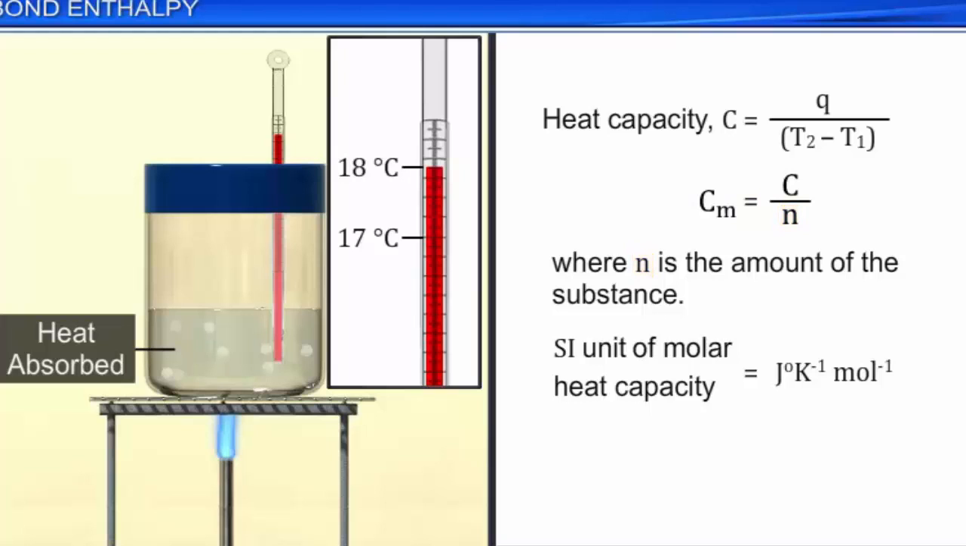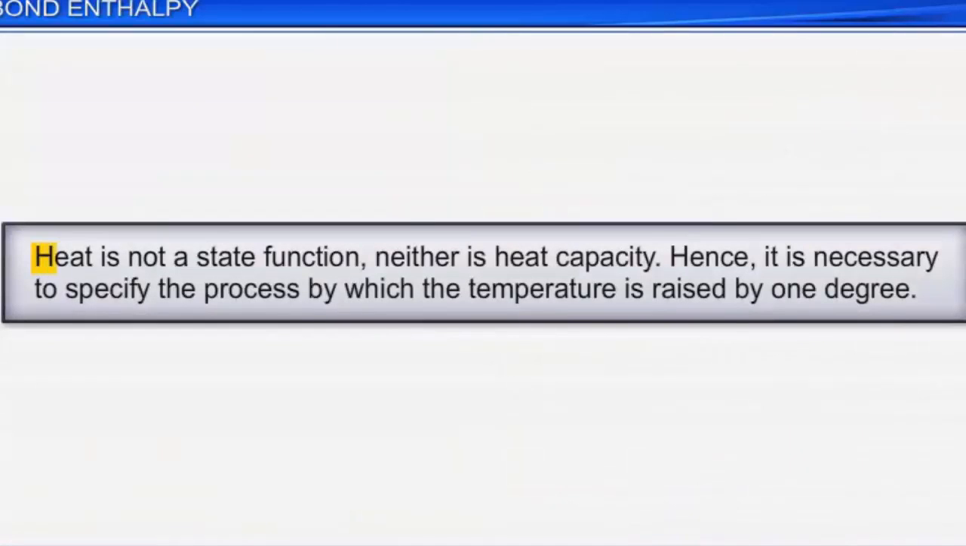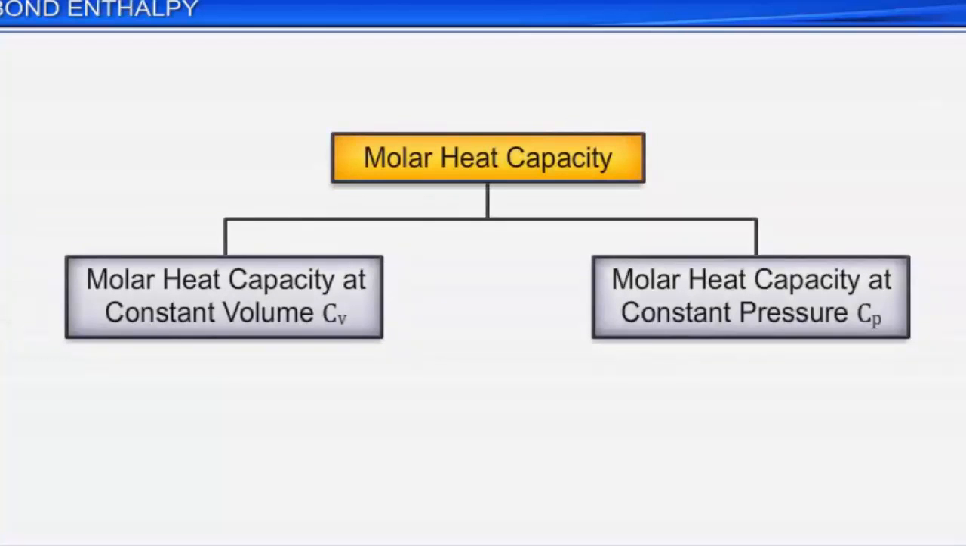Heat is not a state function, neither is heat capacity. Hence, it is necessary to specify the process by which the temperature is raised by 1 degree. The two important types of molar heat capacities are molar heat capacity at constant volume and molar heat capacity at constant pressure. Let us see the relation between molar heat capacity at constant volume, which is denoted by Cv, and molar heat capacity at constant pressure, which is denoted by Cp.